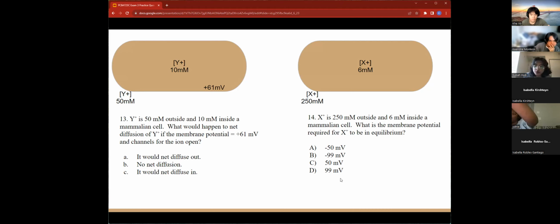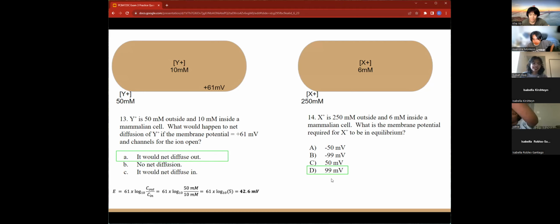So you did get the answer for 14 right, but 13's actually A. You can click it two more times. So 13 is kind of confusing, because you would think that because there's a greater concentration on the outside, it would want to flow in. But this is also a Nernst equation question.